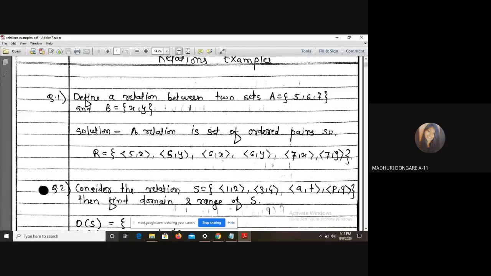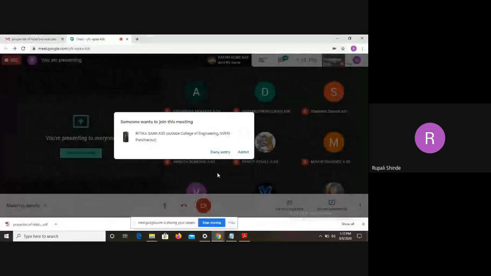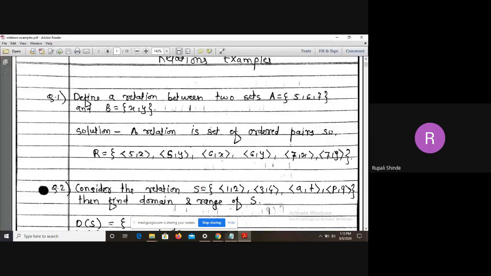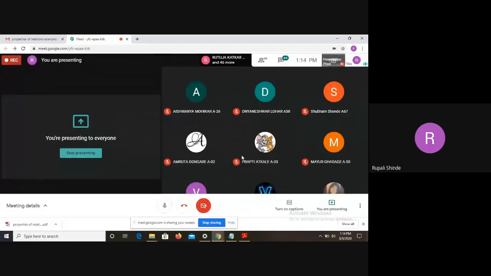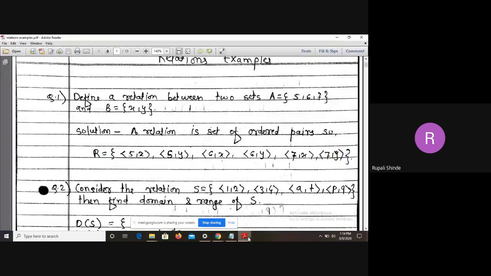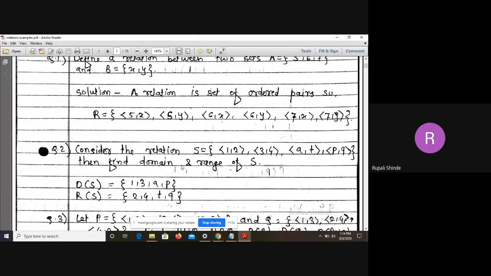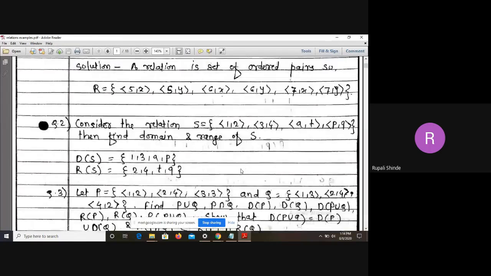1, 3, A, P. Correct. And range? What is the range? Range always refers to second element of each and every ordered pair. So 2, 4, P, Q. So this is the answer for domain and range of given relation.